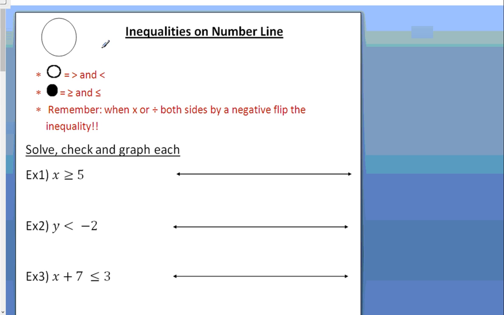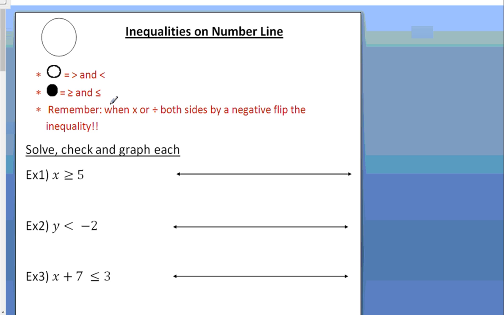Okay, today I'm going to be teaching you how to solve inequalities and graph them on a number line. It's a really easy lesson. The two most important things, well, there's actually three things, but the two most important things at the beginning of the lesson are these two right here. When you see a greater than or less than sign, you use an open dot, and when you see a greater than or equal or less than or equal sign, you're going to use a closed dot. So if you remember those two things, that's about 90% of what you need to learn here.